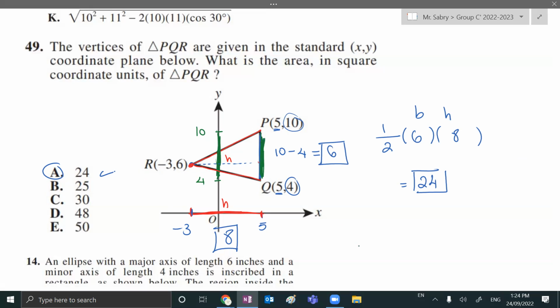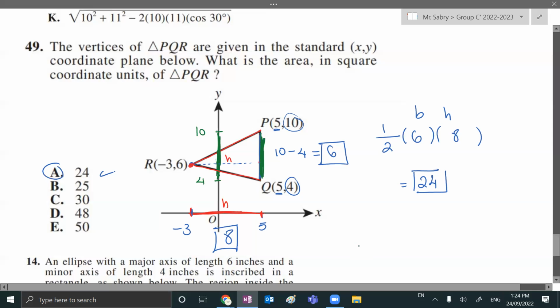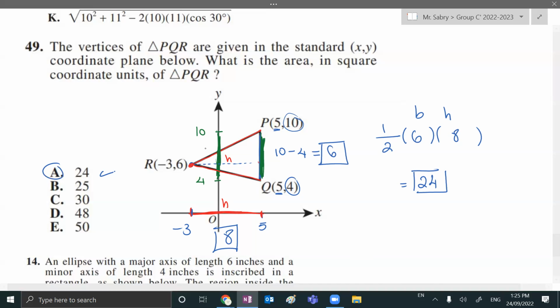But if none of the sides were parallel to either the x or the y, then I'd have to use the distance formula between any points to actually get the lengths. For example, if I needed the length of this red line, I cannot get it except with the distance formula. Does that make sense? Yes. Everyone?